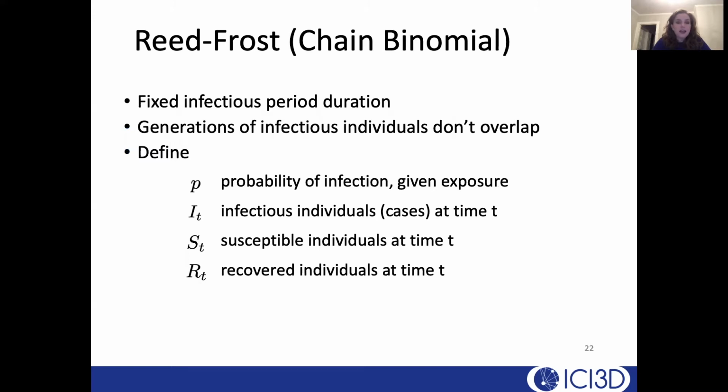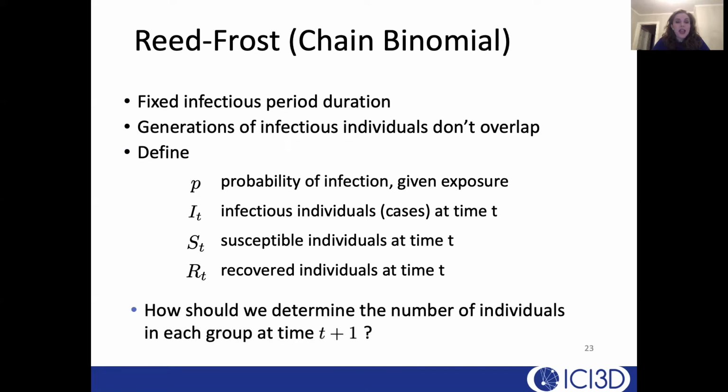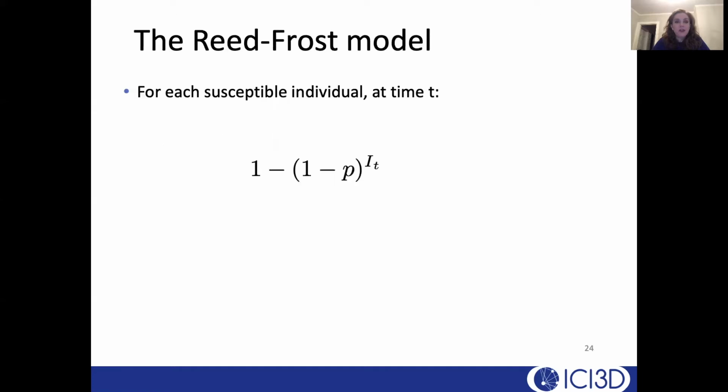So getting back to the model, we also have recovered individuals at time t, that's R sub t. And now we want to know how we should determine the number of individuals that are in these groups at time t plus 1. So we'll build this up piece by piece.